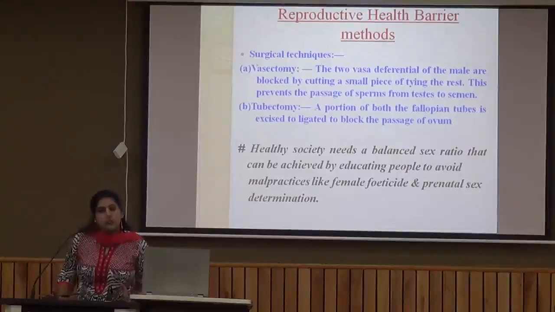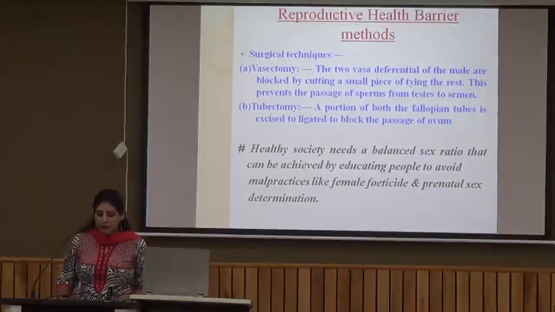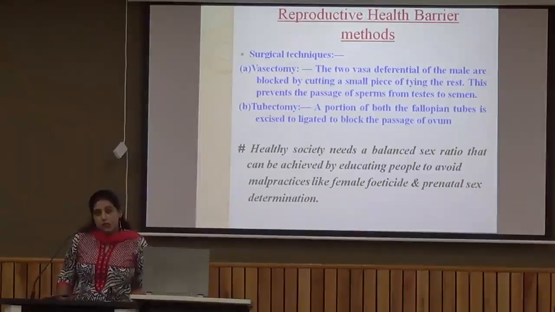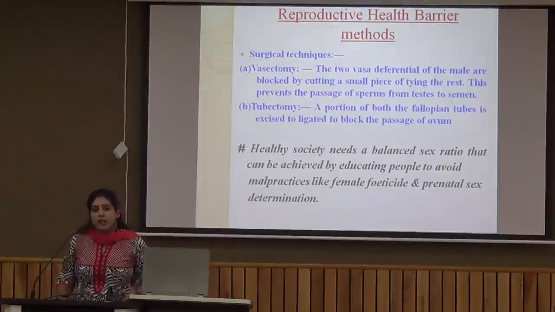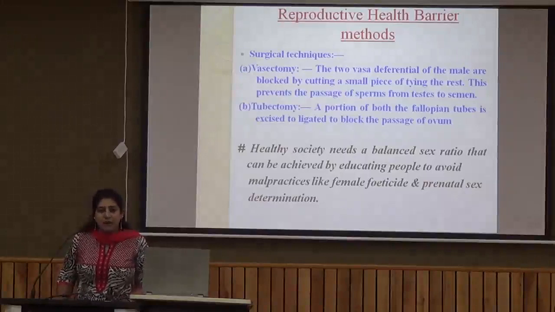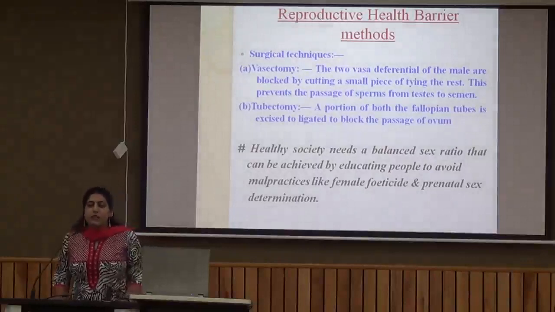So to make a healthy society, we need a balanced sex ratio, and that can be achieved by educating people to avoid malpractices like female feticide and prenatal sex determination. As you all know, in various places people still get checked whether the mother is bearing a female child or a male child, and they get it aborted. To avoid those things, it is very important to educate the students, as you are the future generation, the future of a country. So you should maintain a balance, and everyone is equal, whether male or female. I hope this chapter is very much clear to you.